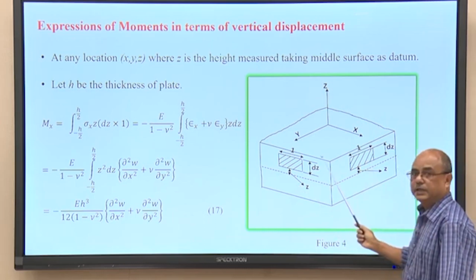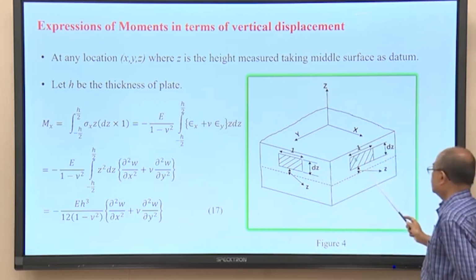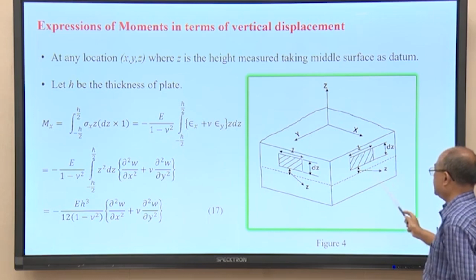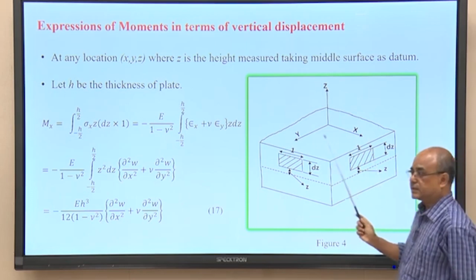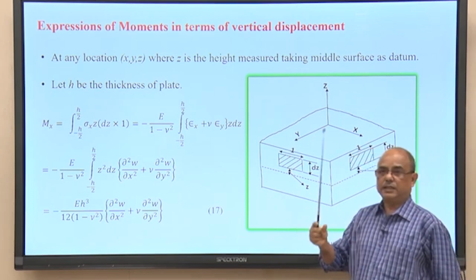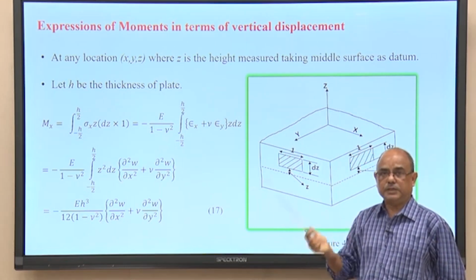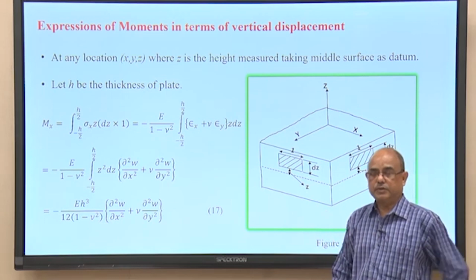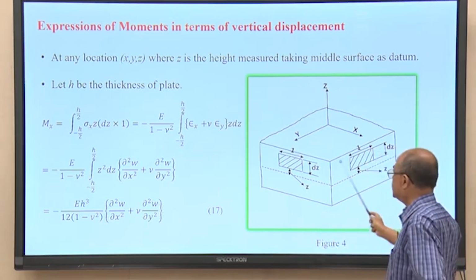So, here you can see we have considered a small element in the plate, where the thickness is dz and the height of the element above the middle surface is z. We have taken a unit width of the plate.